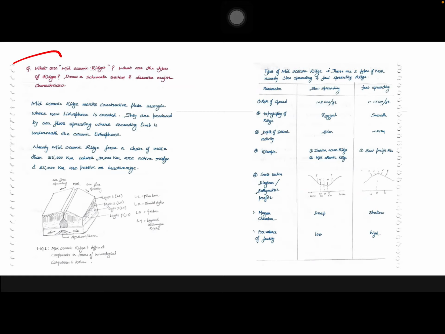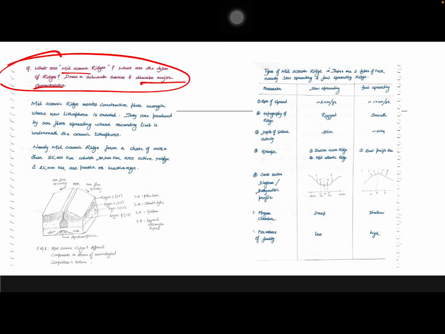Here is a model answer of what an answer which will fetch you good marks must look like. The question which has been asked previously in the UPSC examination is about mid-oceanic ridges: what are mid-oceanic ridges, what are their types, and we need to describe their major characteristics.